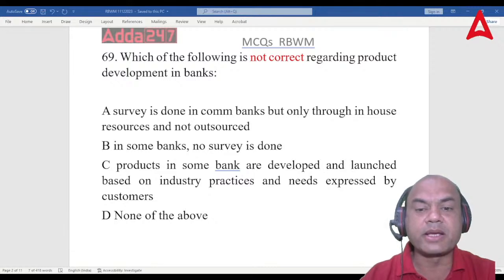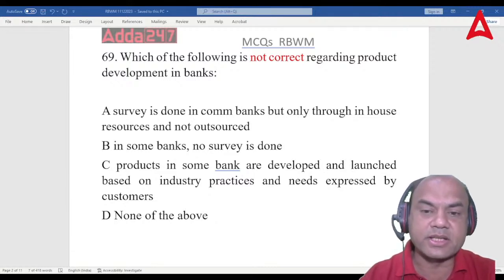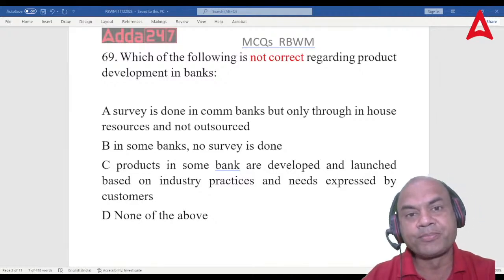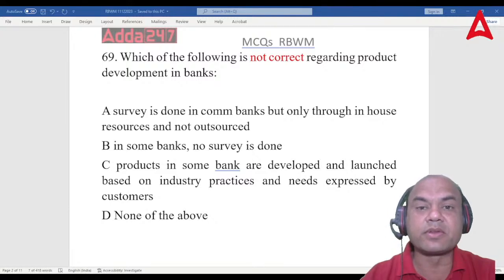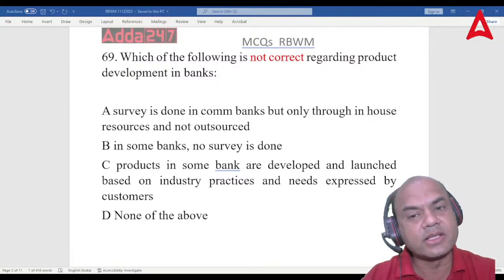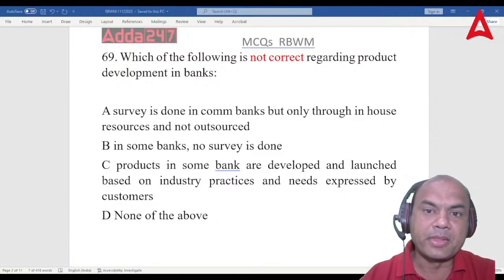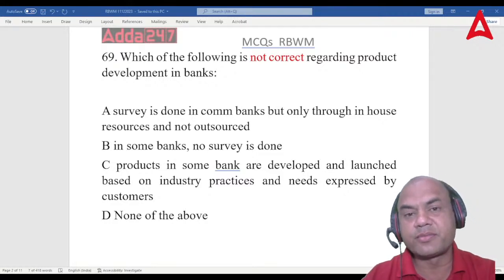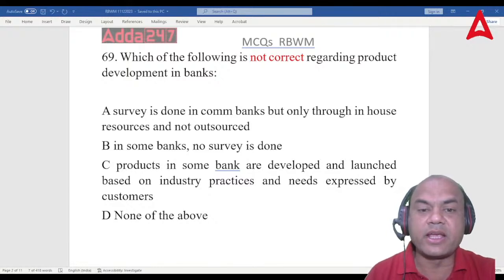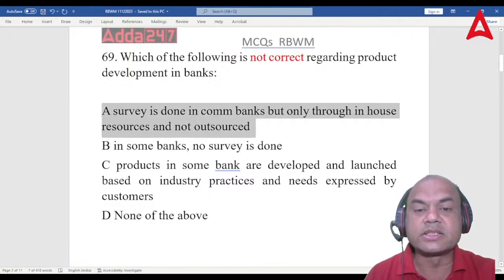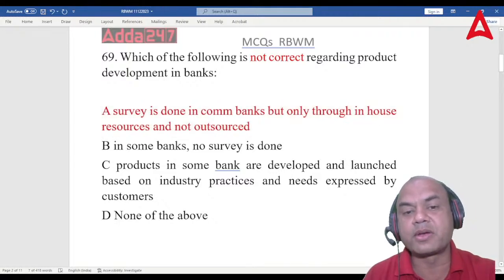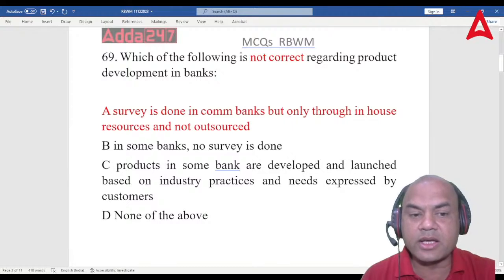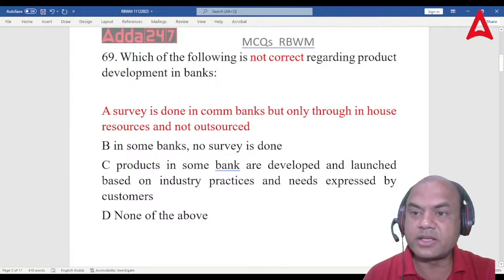D, products in some banks are developed and launched based on the industry practices and needs expressed by the customers. Means whatever the major customers or the big customers of the bank say. This generally happens in cooperative banks and also in various new banks. They develop the products fast. And last one is none of the above. So what should be the answer over here? The answer is A. Survey is done in-house, this is not correct. Remember, it is not correct. Why? Because survey in commercial banks is not done in-house. It is outsourced. Got it? Clear? Next one.